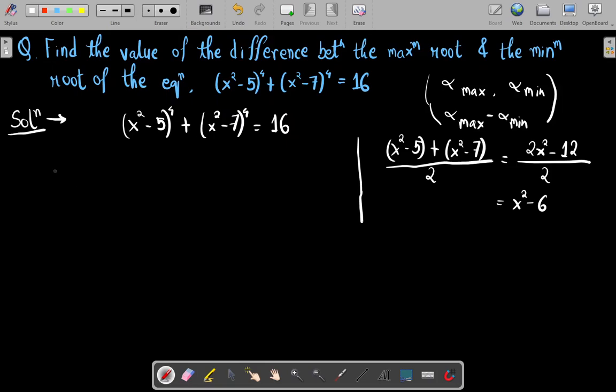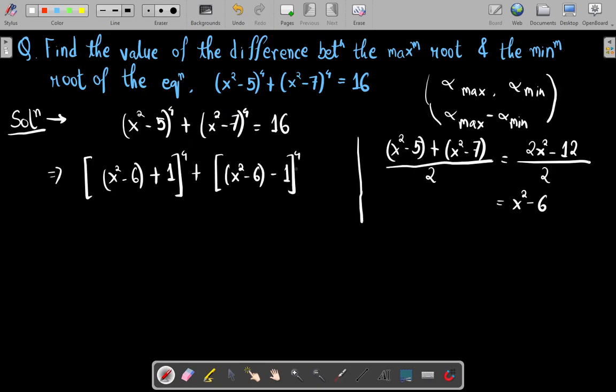So I can write the first as (x² − 6 + 1), because plus 1 will give minus 5, and this one can be written as (x² − 6 − 1), whole raised to the power 4, and this is equal to 16. Now both of these expressions are equidistant from x² − 6.